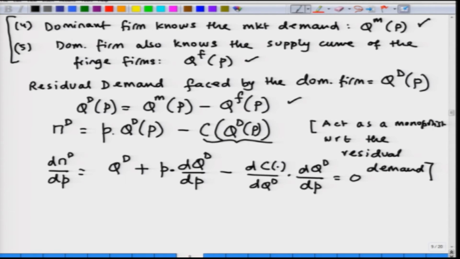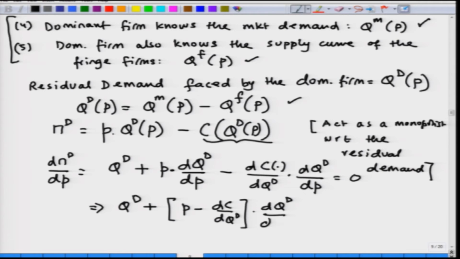So, this gets simplified to QD plus P minus dC dQD, the marginal cost of the dominant firm, times dQD dP equals 0. Now, let us think about what this means. Essentially there are two terms here.